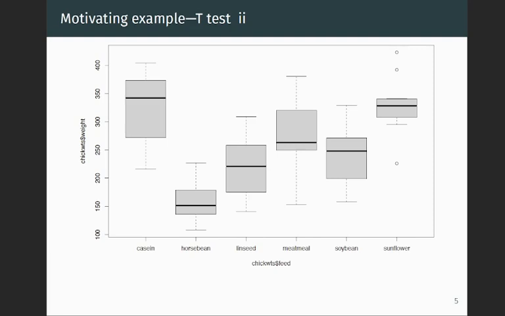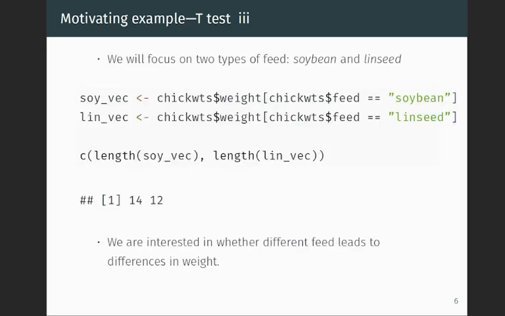And we can see that there's quite a bit of a difference between the distribution of weights for each of the feeds. We can see, for example, that the median, which corresponds to the thick black line, is highest in casein and lowest in horsebean. But for some of the other distributions, it's not very clear if there's a big difference. For example, linseed and soybean look very similar, and it's not clear if the differences are significant or not. So we could test this using a t-test.